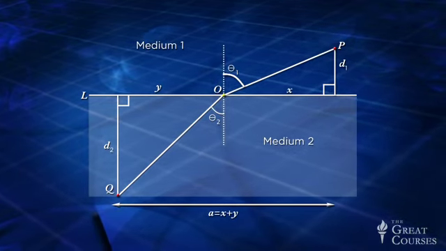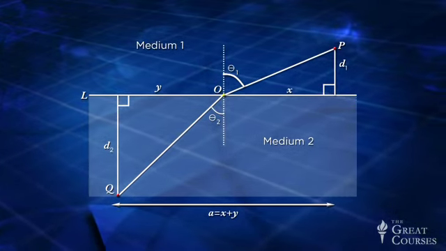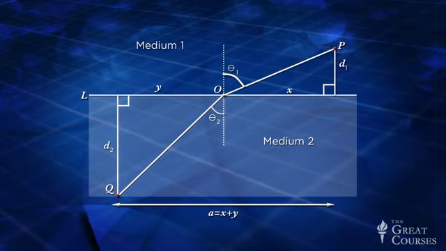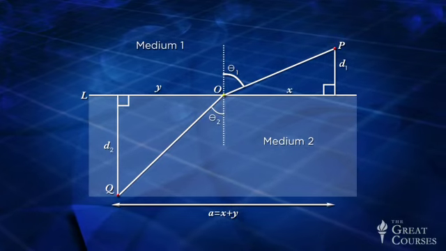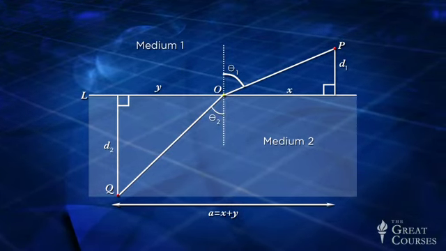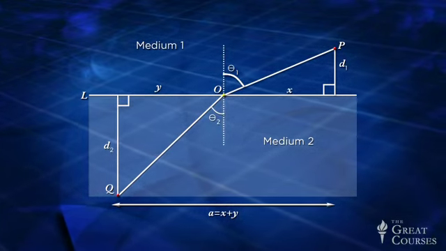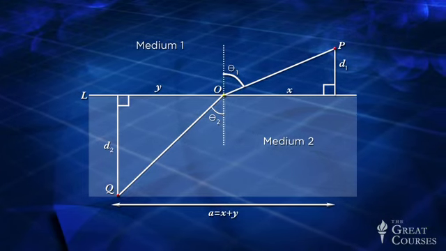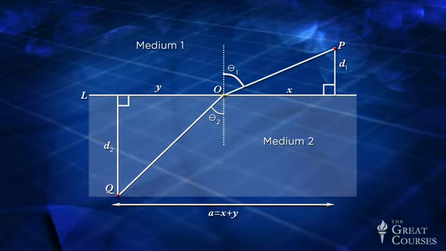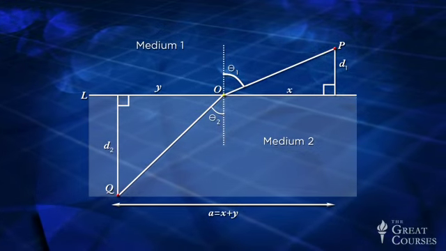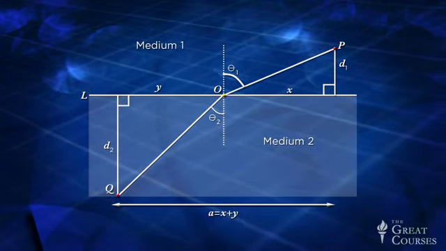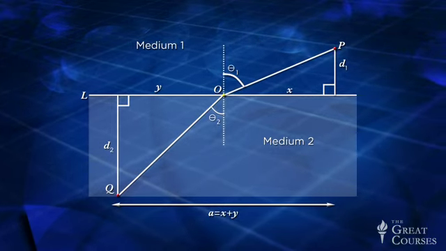And furthermore, the line from P to O makes an angle of theta 1 with the vertical through O, and the line from O down to Q makes an angle of theta 2 with the vertical at O. And assume that x plus y is a constant. We'll call it A. That's a constraint. X plus y is a constant.